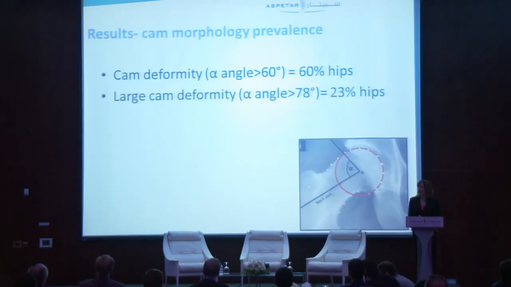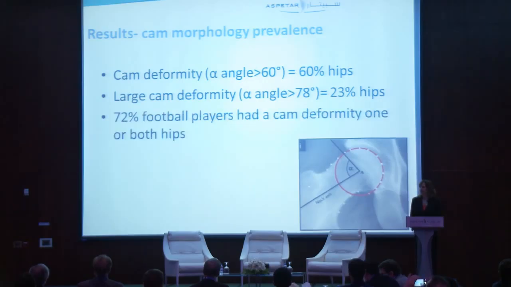And when you look at a large cam deformity, and again we defined a large cam deformity as 78 degrees, and this is based on previous work by Rinche Agricola as the level of cam deformity that is most predictive of future OA. And we found that nearly a quarter of our hips actually have a large cam deformity.